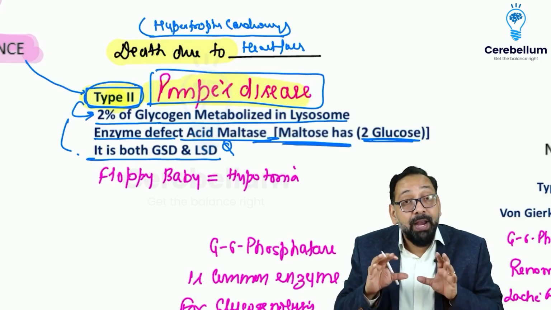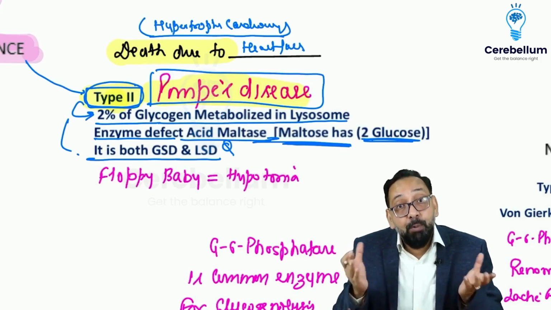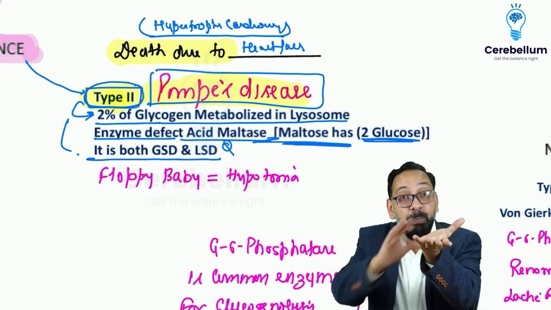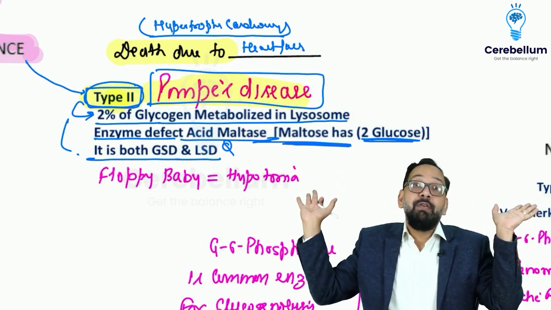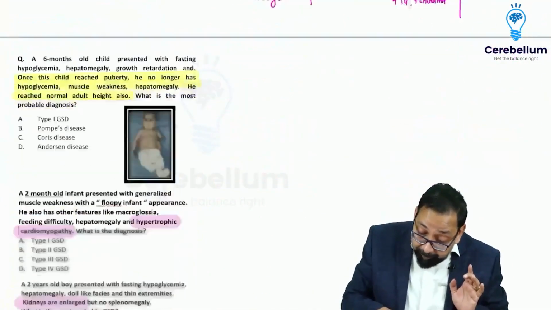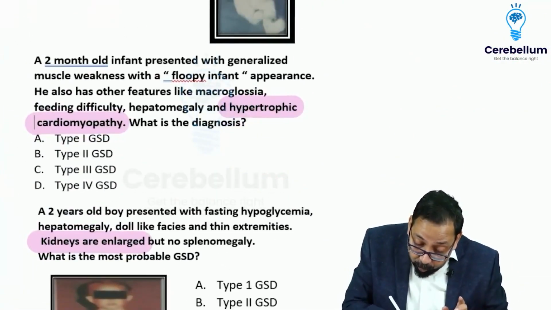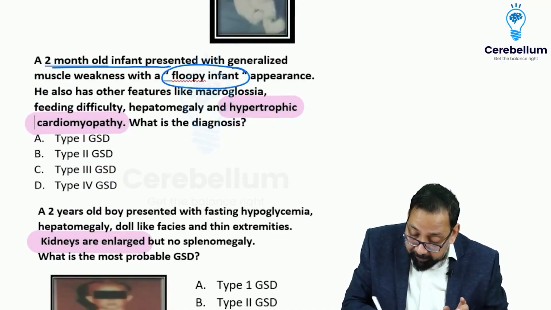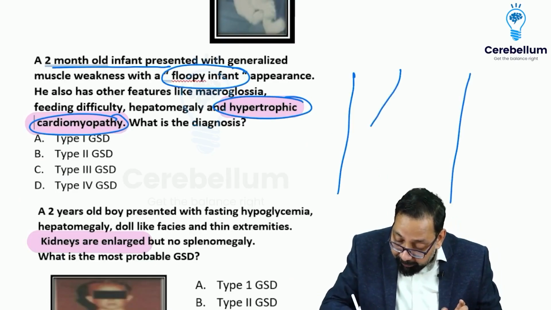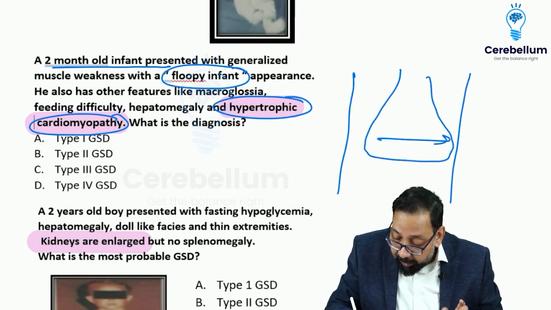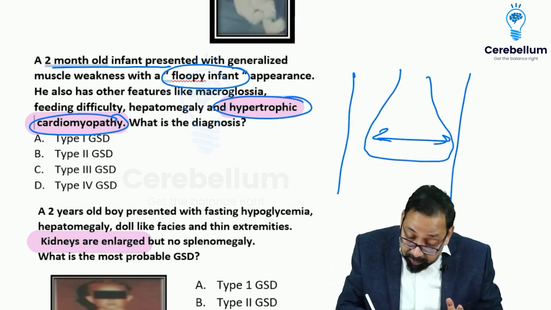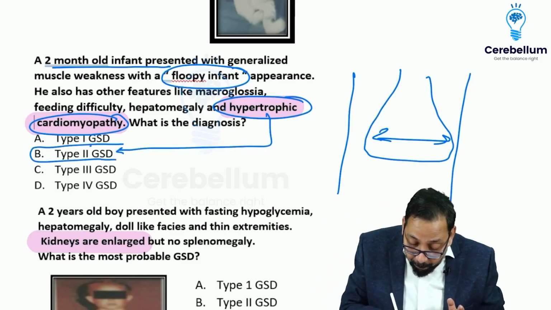And in this, you will find that muscles are also affected. Hypotonia would be there, floppy infant would be there. Sometimes you will find an image of a baby on a palm, a floppy infant. And in a clinical scenario, they will give a 2-month-old floppy infant with hypertrophic cardiomyopathy. Recently in NEET PG 24, they gave an X-ray in which the heart shadow was large. Yes, hypertrophic cardiomyopathy. Answer is type 2 glycogen storage disease, Pompe's disease.